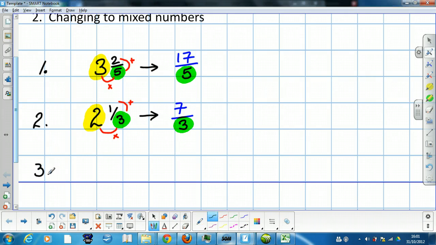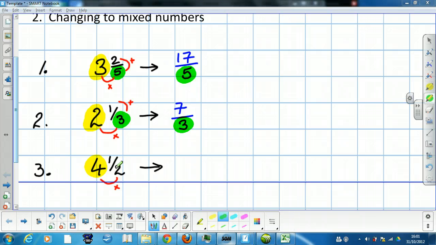Just going to go through one more example. 4 and a half. Watch what I do. Sure, you're ahead of me now. 4 times 2 is the denominator of the fraction in the mixed number. 4 times 2 is 8, add 1 is 9. So the numerator part of my improper fraction is 9, and the denominator, you guessed it, is the same as it was in the mixed number, 9 over 2.